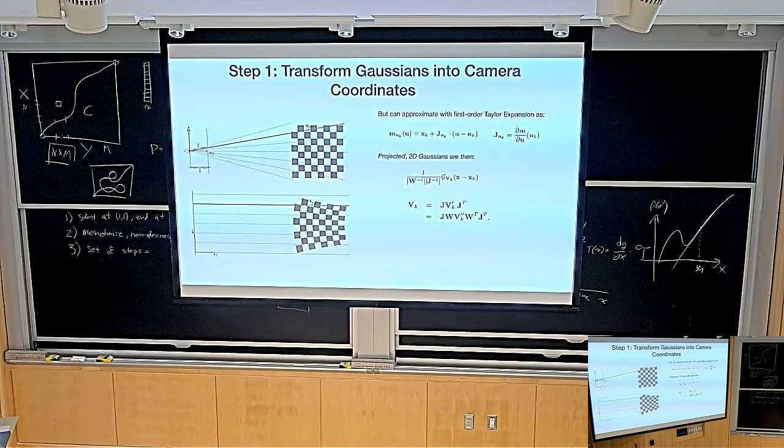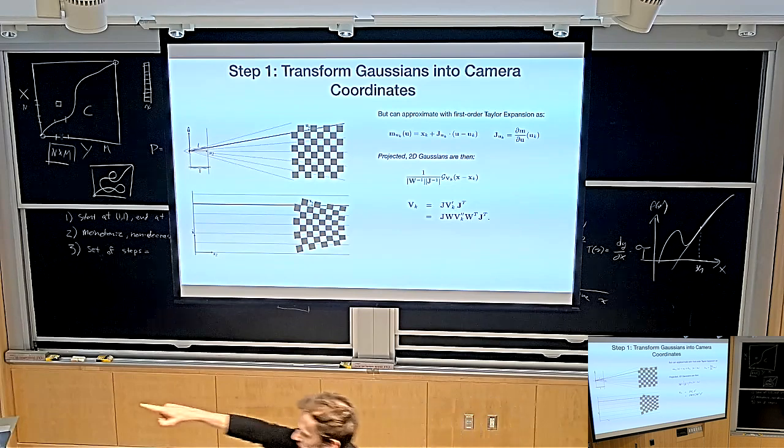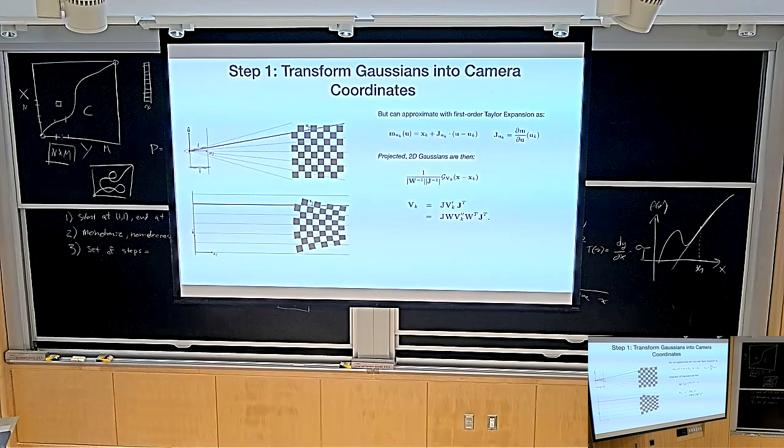So long story short, this J here is exactly the Jacobian, the derivative of the projection operator at the 3D coordinate that we're interested in. W is the one we got from the covariance matrix, from the world to cam transformation. And now this is the new 3D Gaussian. So now we have an expression for each of the 3D Gaussians as if they were in this space here. Does that make intuitive sense?